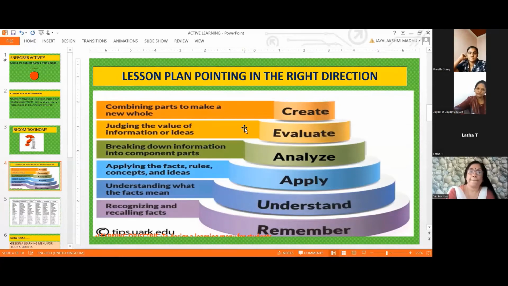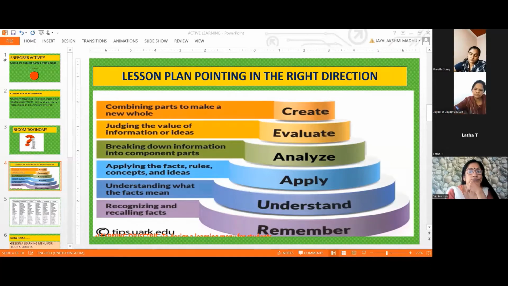So these are the 6 levels of Bloom's taxonomy, which start from the lower to the higher. Here, when you look at this, level 1 is remember, that's the first one, and level 2 is understand. Next comes level 3, apply. After that, level 4 is analyze, and level 5 is evaluate. Finally, we have level 6, which is create. So these are the different levels.